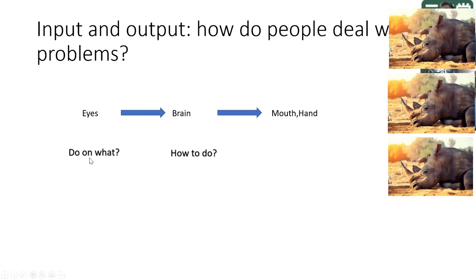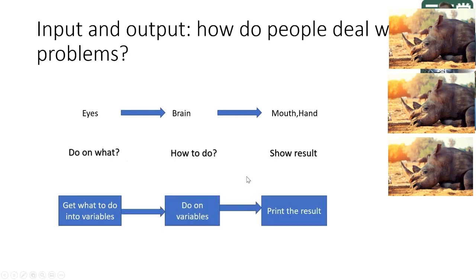So your eyes are to look at what you want to do. Your brain is to think about how to do that. And your mouth and hand will show the result. That's basic input and output. So in the computer, it is like this, okay? This is input. This is your logic, okay? You will do what? And this is your output, okay? That's the basic logic in the way we write a program.